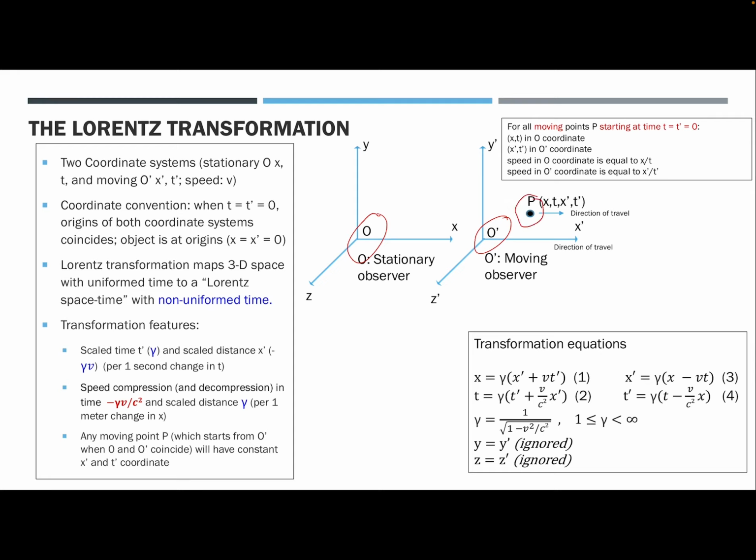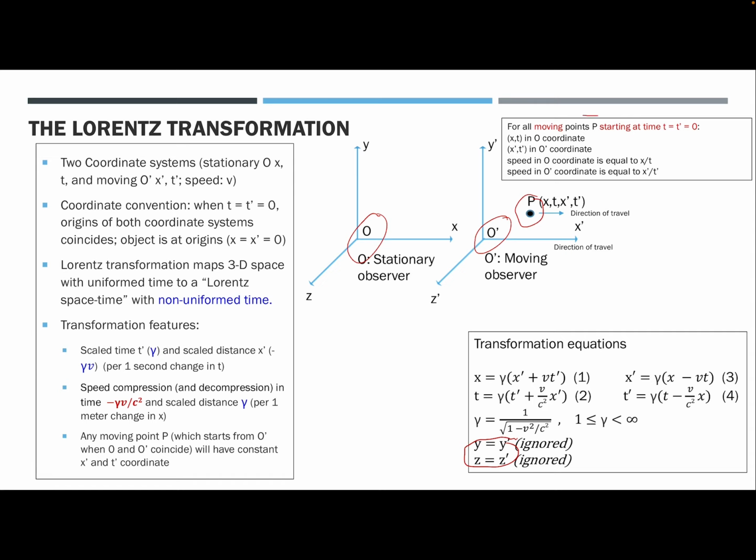And then we also have interest in any motion, like of a point P, which is launched or sent away by the moving platform. The key thing here to note is we want to minimize the complexity, so we're going to keep the direction of travel parallel to the x and x prime axis. So y and z and y prime and z prime can be ignored. They stay the same throughout the whole system.